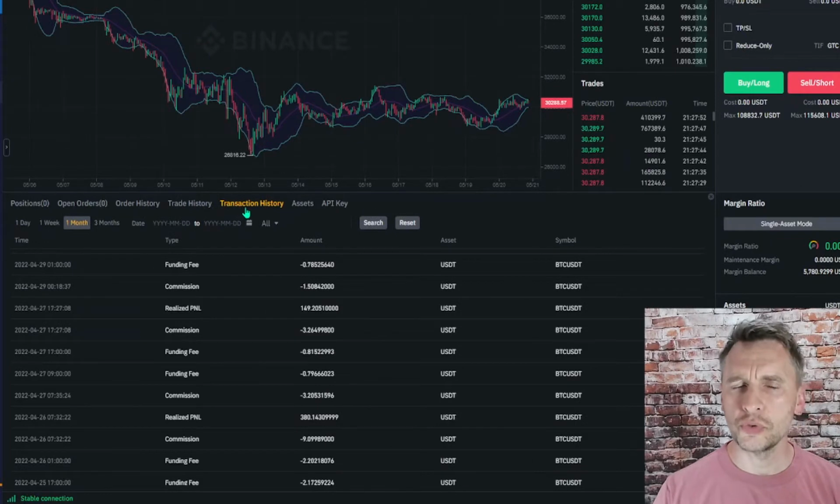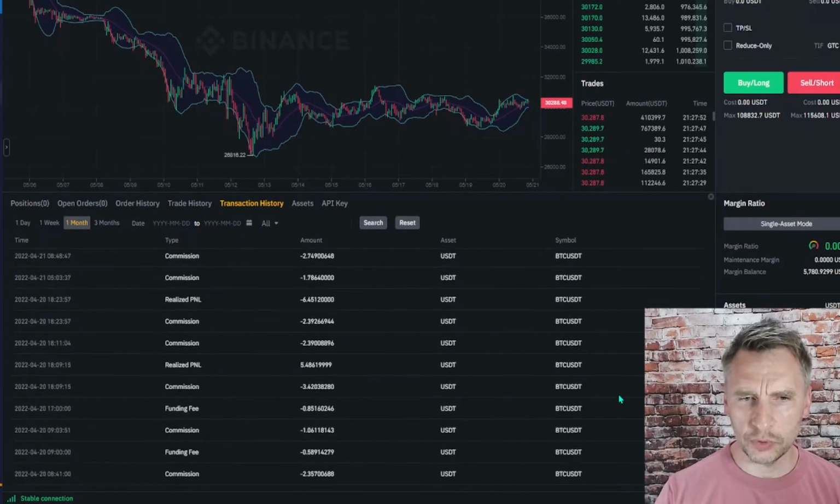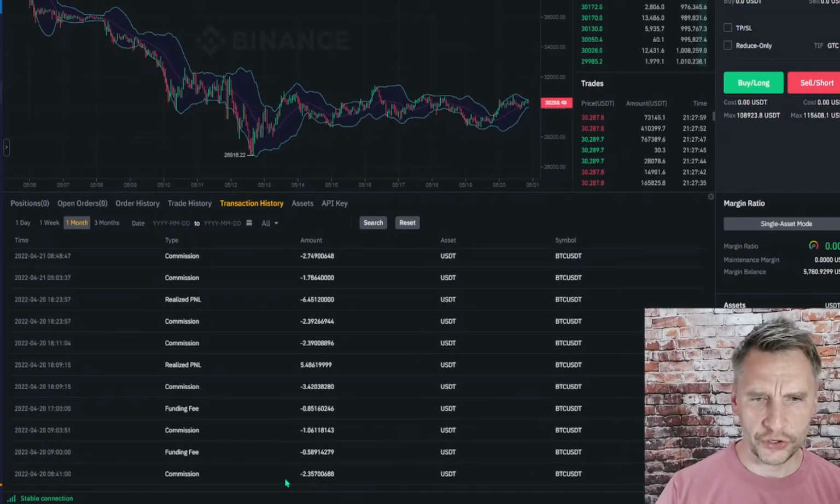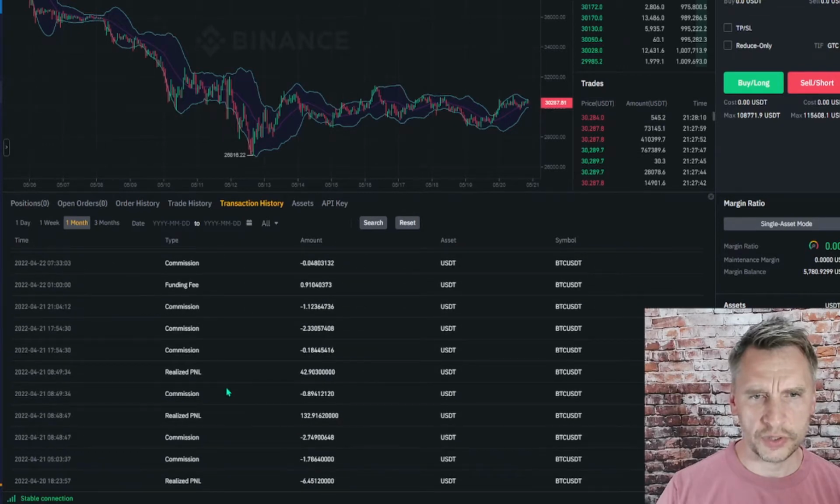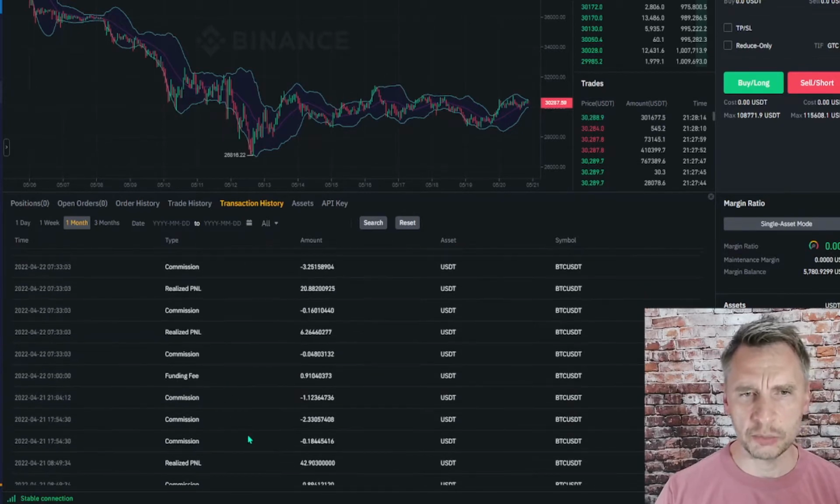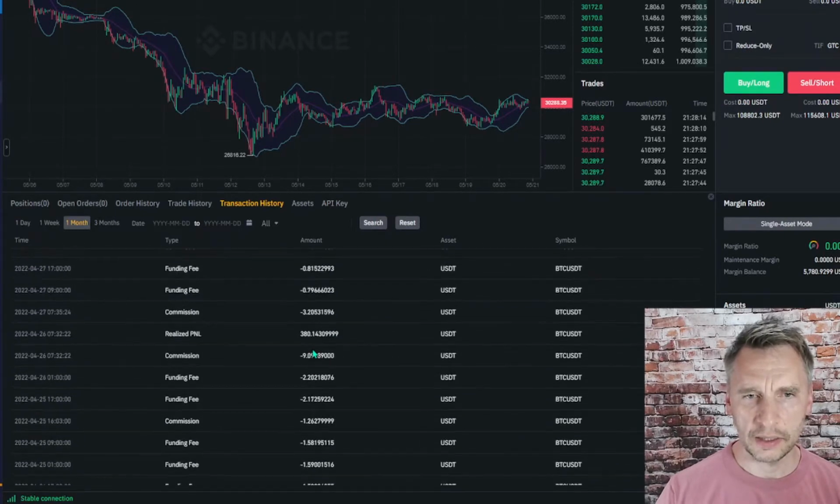If you go over to transaction history, you will receive a clear description of what actually happened. So here's a $2 commission. You have the commission, funding fees, and then realized profit. Basically it shows you all the transactions, all the funding fees and commissions that I had to pay, and so on and so forth.